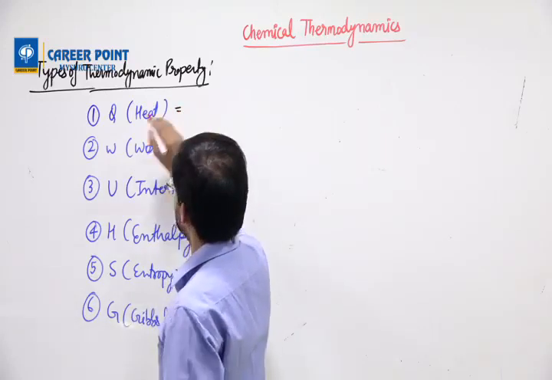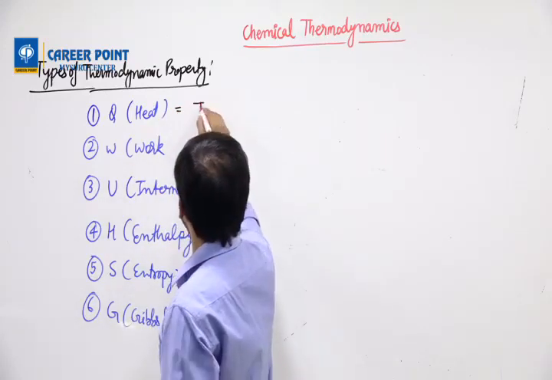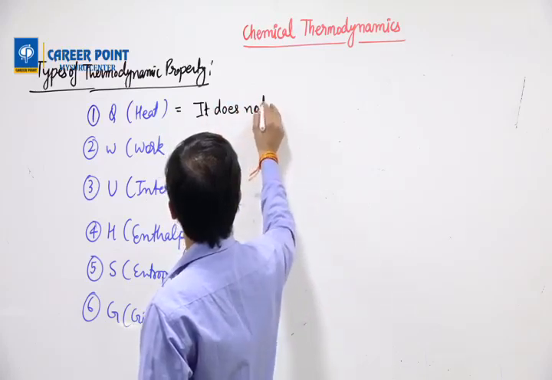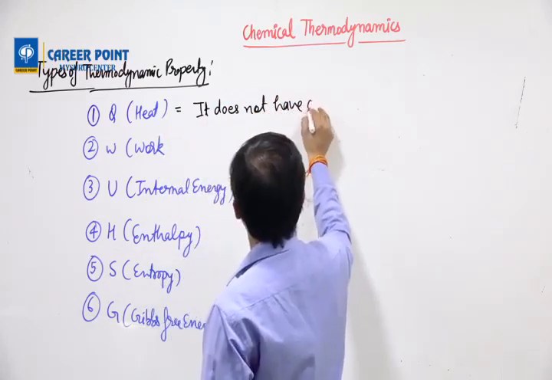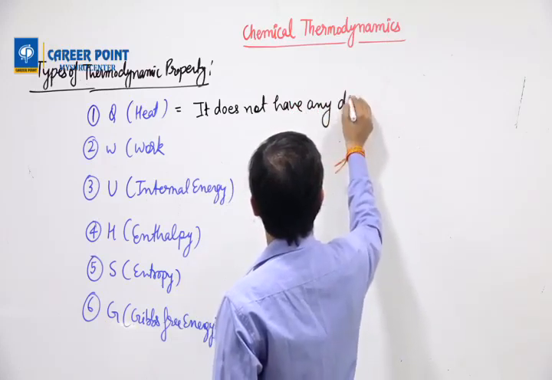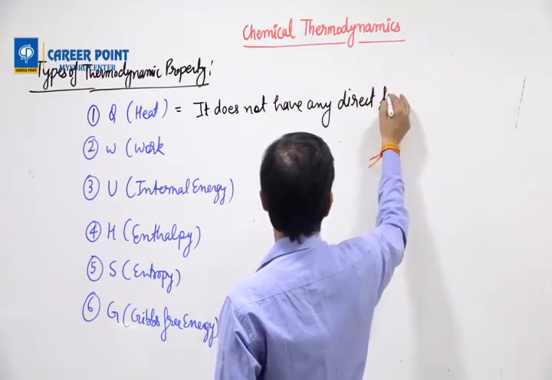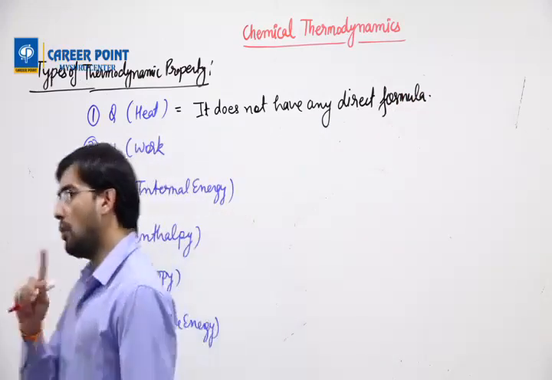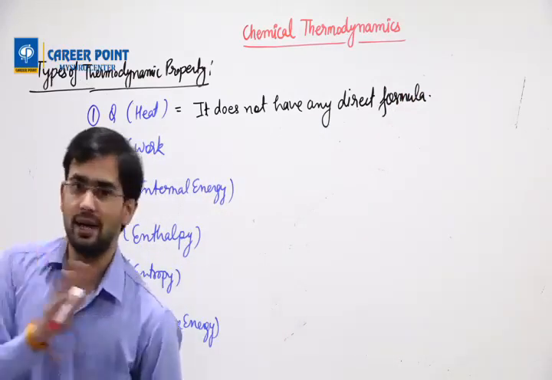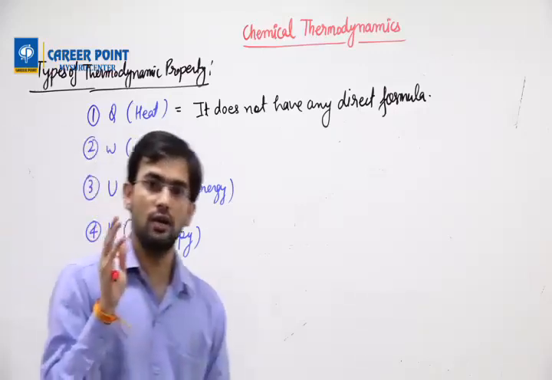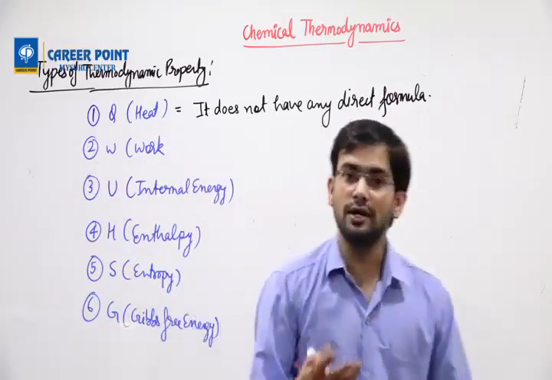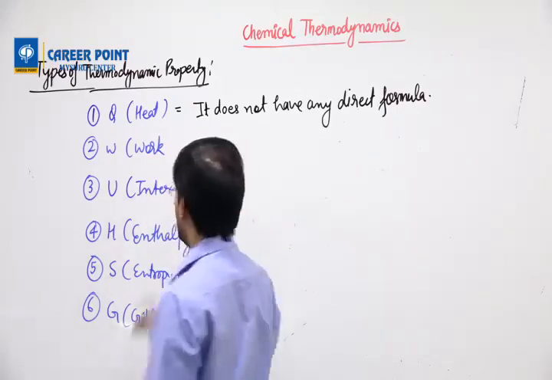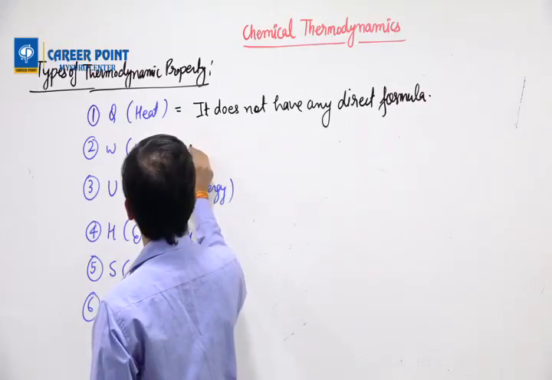So for the Q formula, it does not have any direct formula. Q you cannot calculate directly. There is no direct formula to calculate Q. Then how do I calculate Q? I'll tell you later on. But work, W, has a formula.